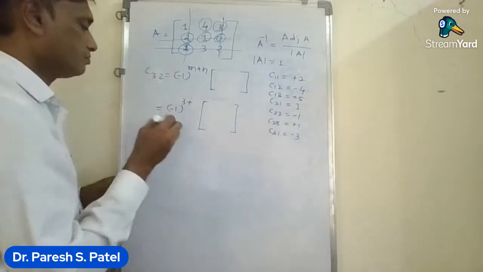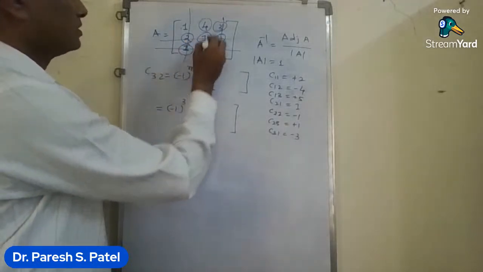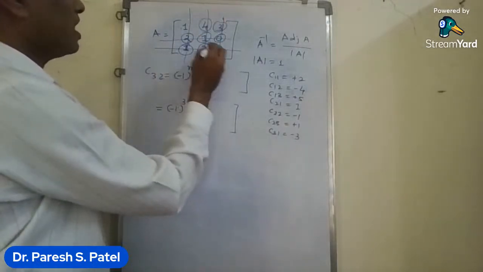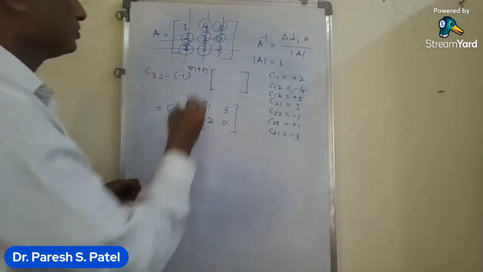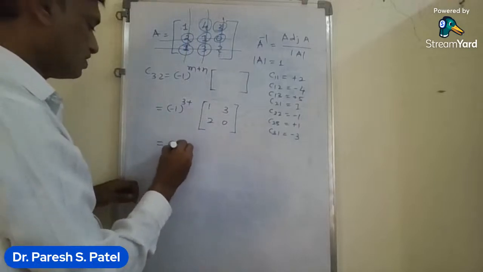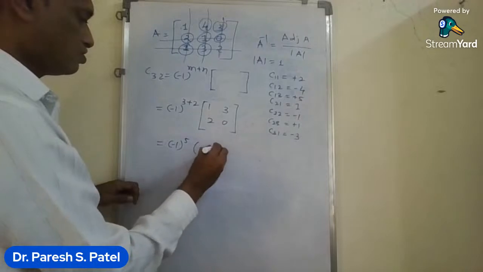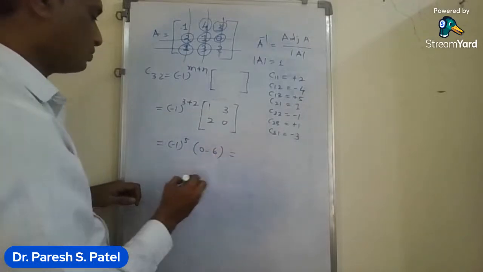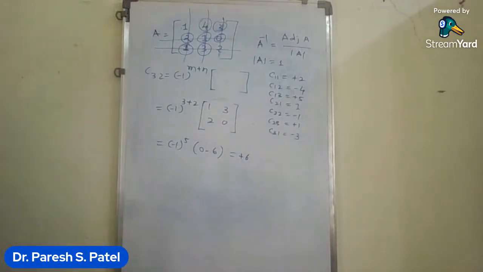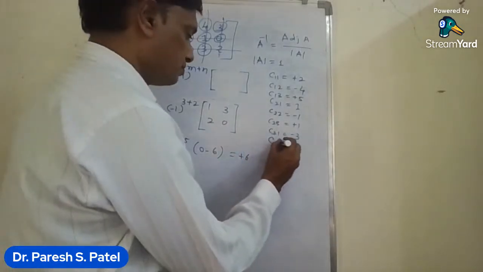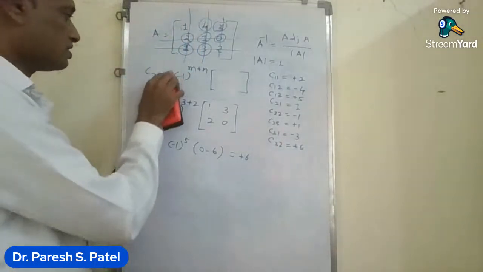C32: the remaining elements are [1 3; 2 0], equal to minus 1 raised to 3 plus 2, which is 5, times (0 minus 6), which is minus times minus, giving plus 6. So the value for C32 is equal to plus 6. Last value, C33.